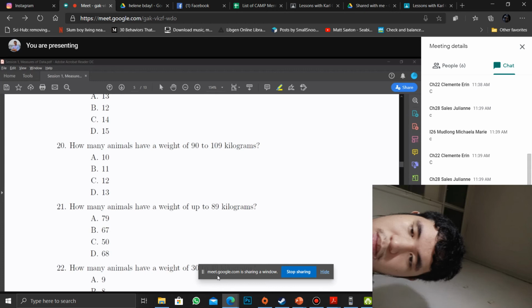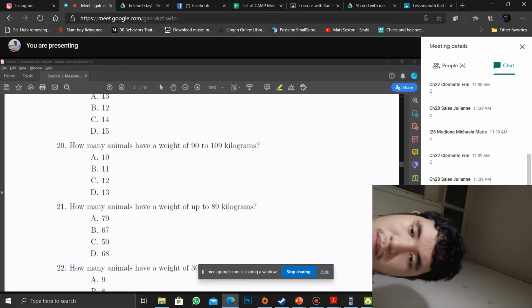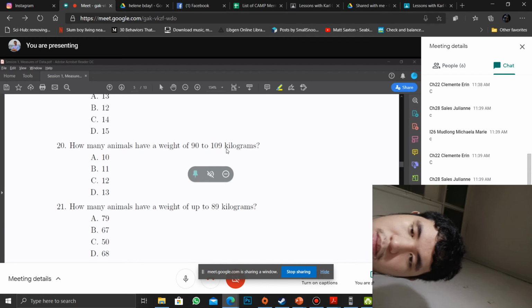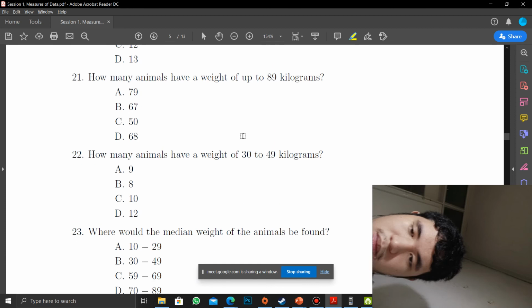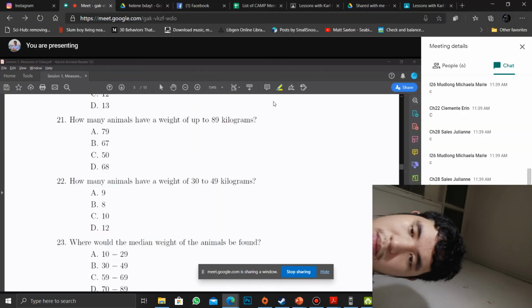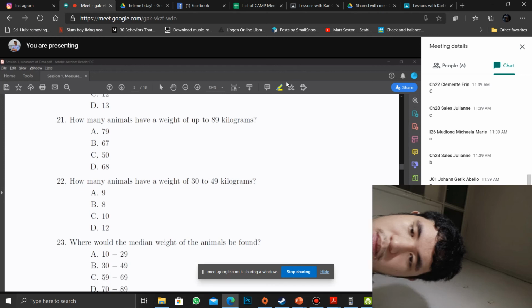Letter B. Tama kayo. Kasi, yun ang definition natin for cumulative frequency, di ba? Kumbaga, how many until doon. Yun yung definition natin. So, tama. Letter B, 67. Okay, next. How many animals have a weight of 30 to 49 kilograms? Tama, letter B rin, di ba? Kasi if you look at the table. Okay, next.